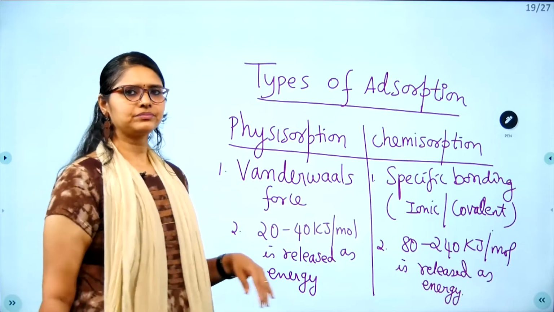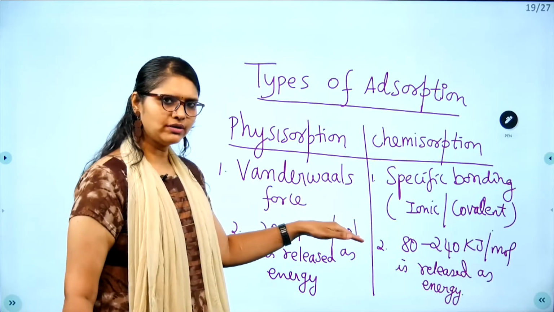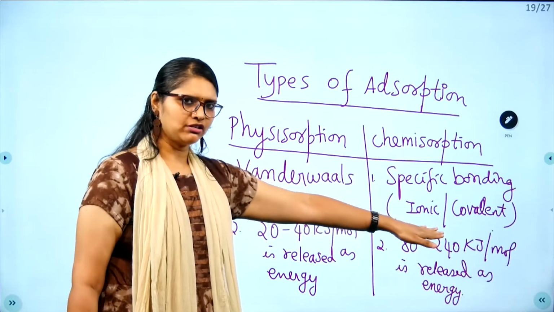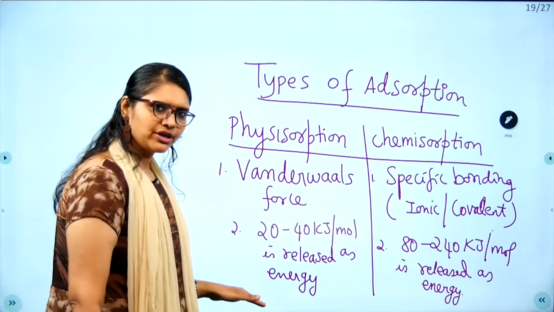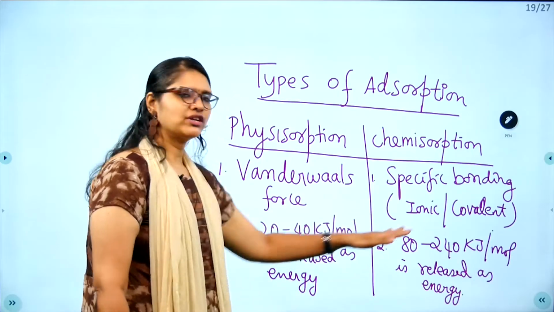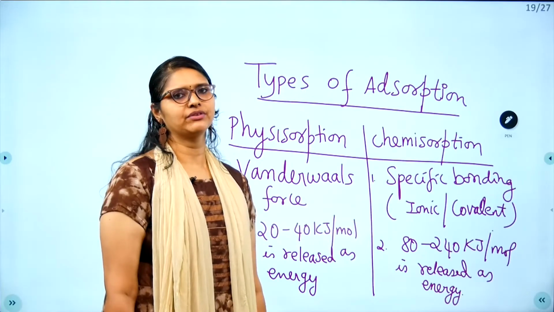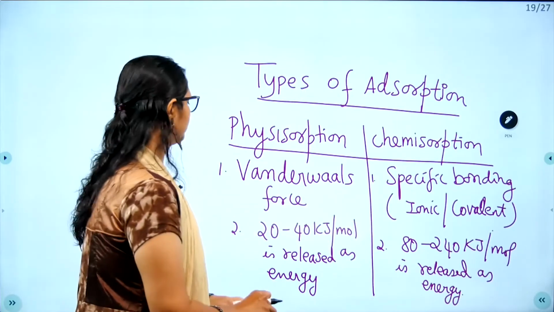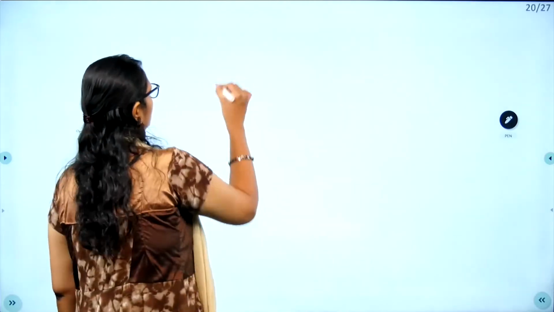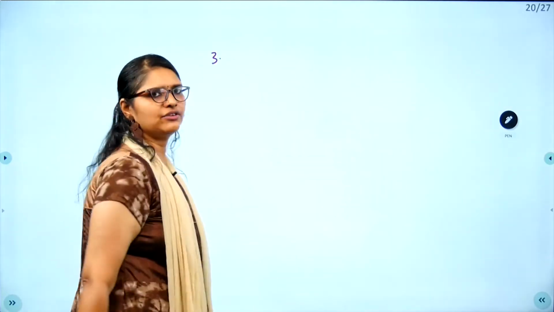Okay. So only weak van der Waals force is involved there, whereas specific bonding is involved in chemisorption. So 20 to 40 kilojoules per mole is released in physisorption, whereas in chemisorption 80 to 240 kilojoules per mole is released. Is it okay? Now the third point under physisorption.